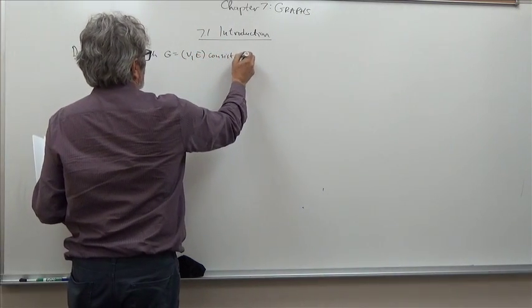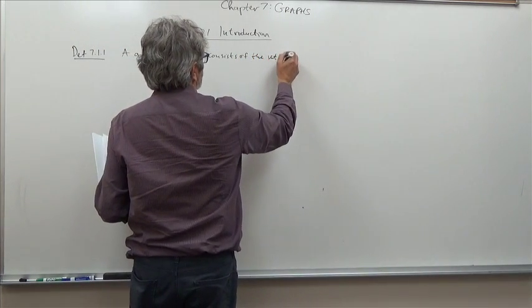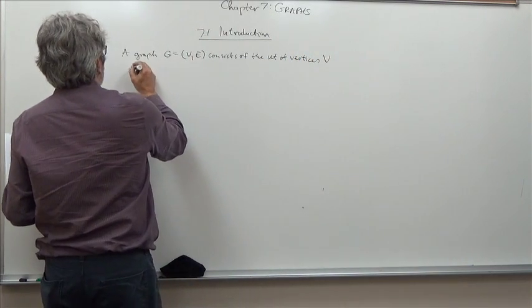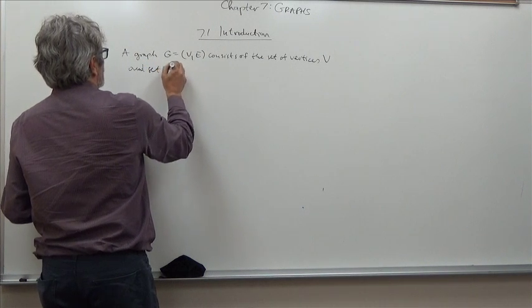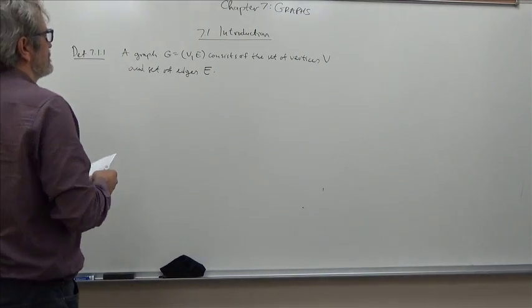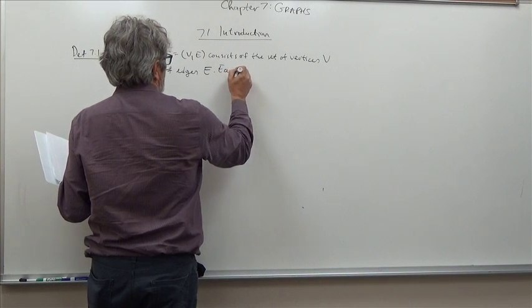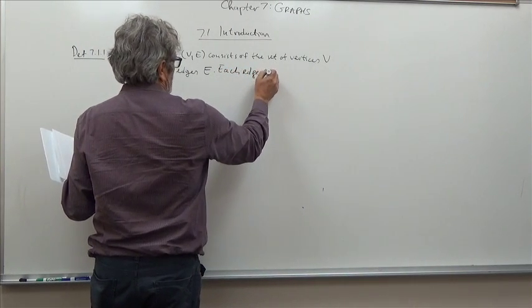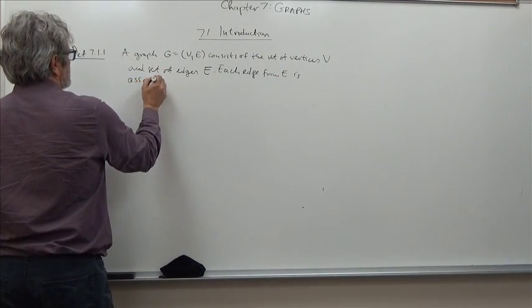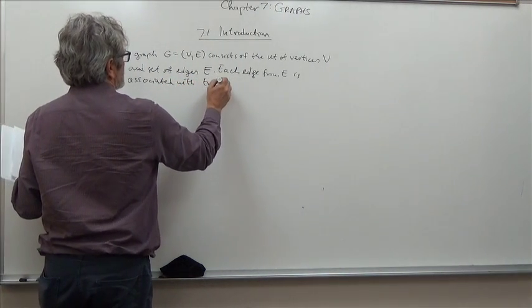consists of the set of vertices V and set of edges E. Each edge from E is associated with two vertices.